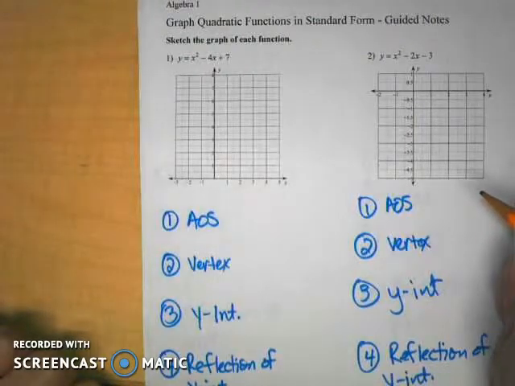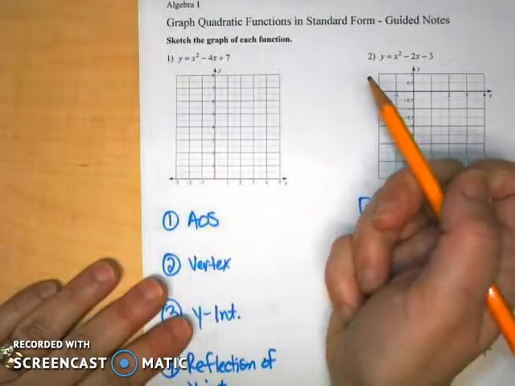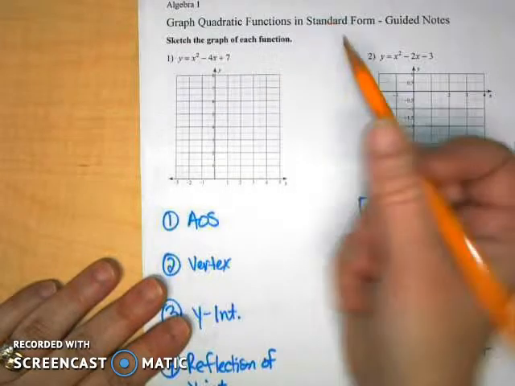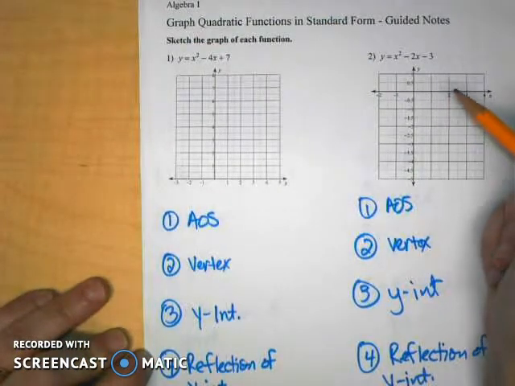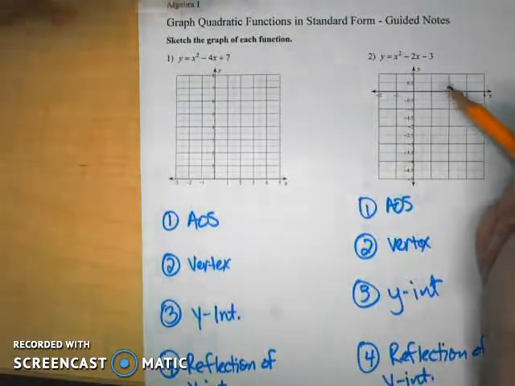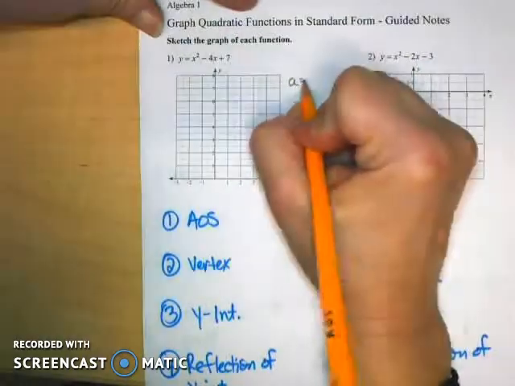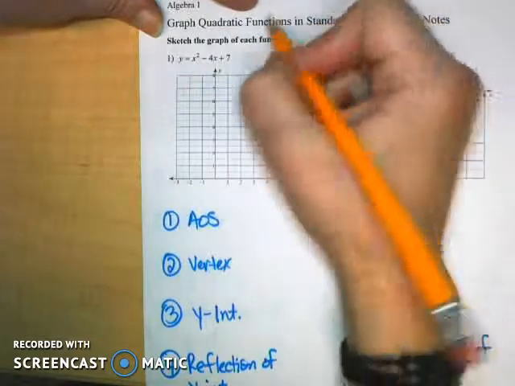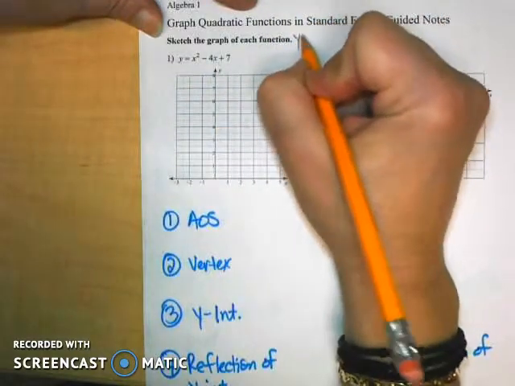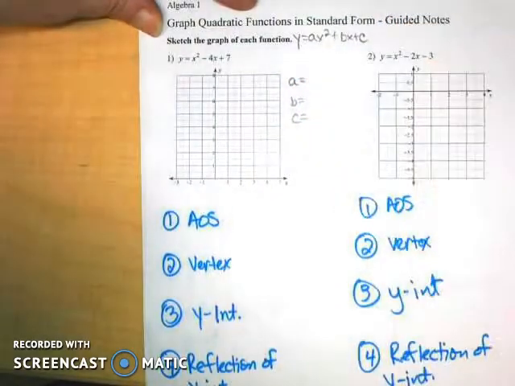Okay, so we're going to be taking a look at graphing our quadratics in standard form. That means that instead of converting them into vertex form, we're going to figure out another way to graph them. The quickest way to do that is going to be to find our a value, our b value, and our c value from the quadratic. When we're looking at standard form, we have ax squared plus bx plus c.